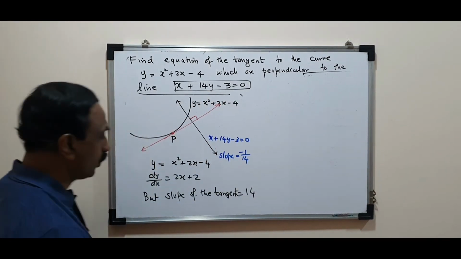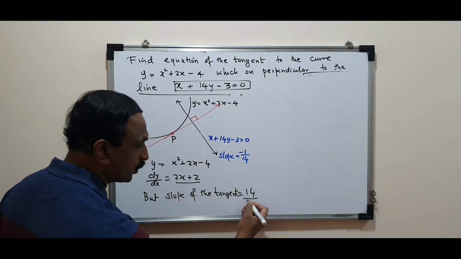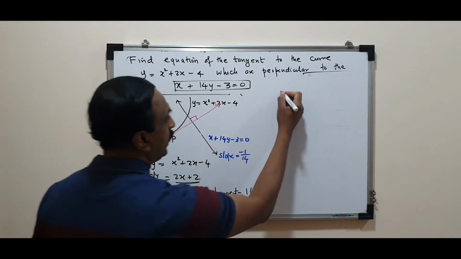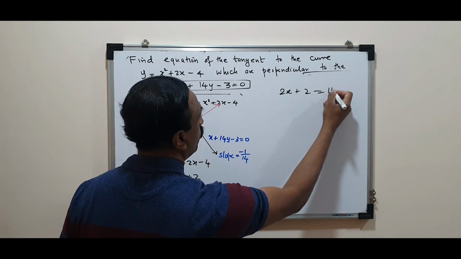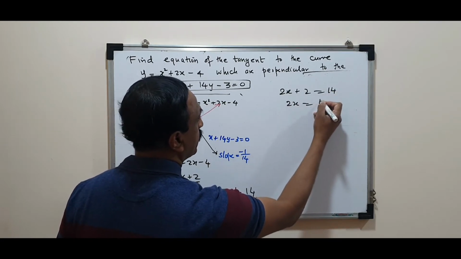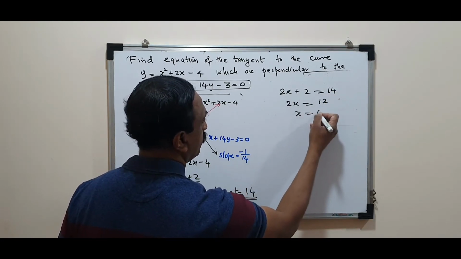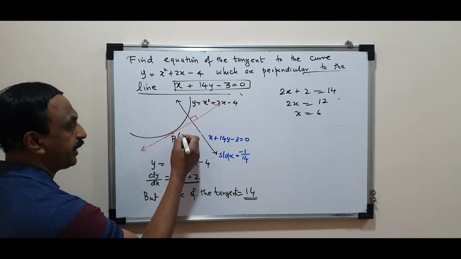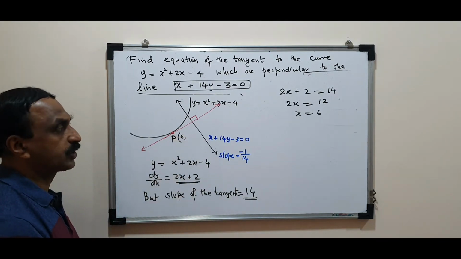So I'm going to equate both. This is also the slope of the tangent, and this is also the slope of the tangent. So I can say 2x plus 2 should be equal to 14. From this I will get x equal to 6, which means the x coordinate of this point is 6.